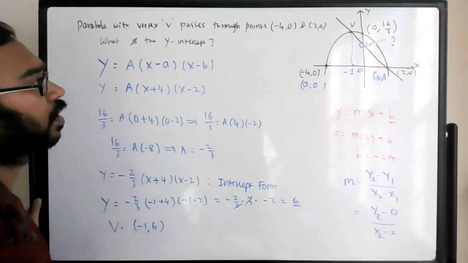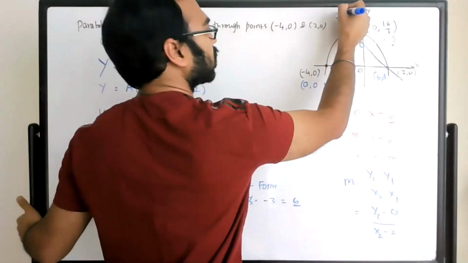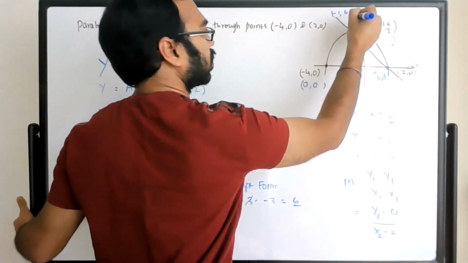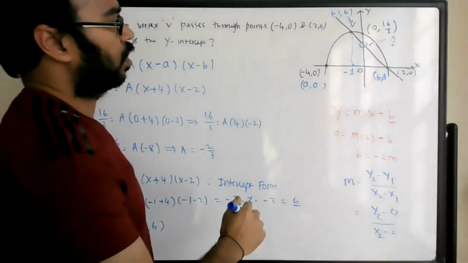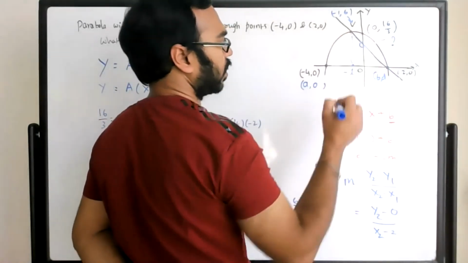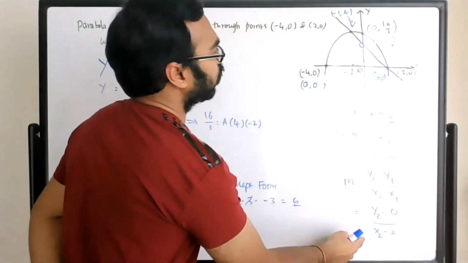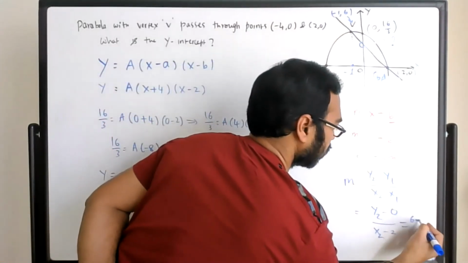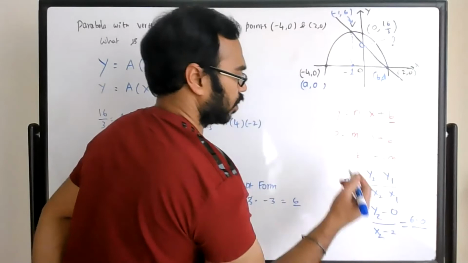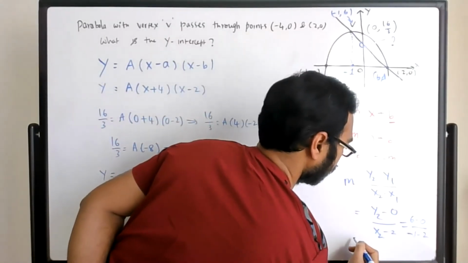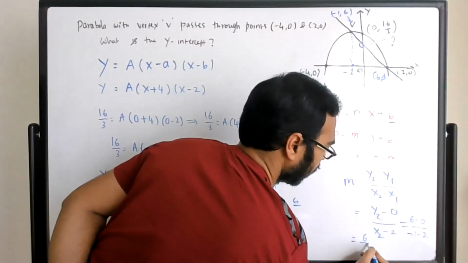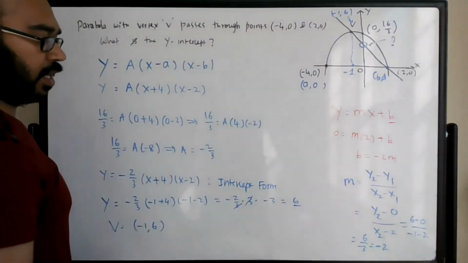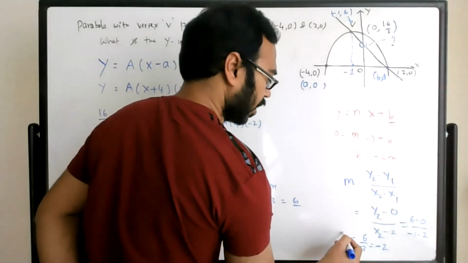All right. Now this one I can comfortably label as (-1, 6). Right? So now I know the second point on the line, which is x2 and y2. Let's plug in there. y2 is 6 minus 0, x2 is -1 minus 2. That is going to be 6 over -3. That is -2. Excellent. So I got my m equals -2.